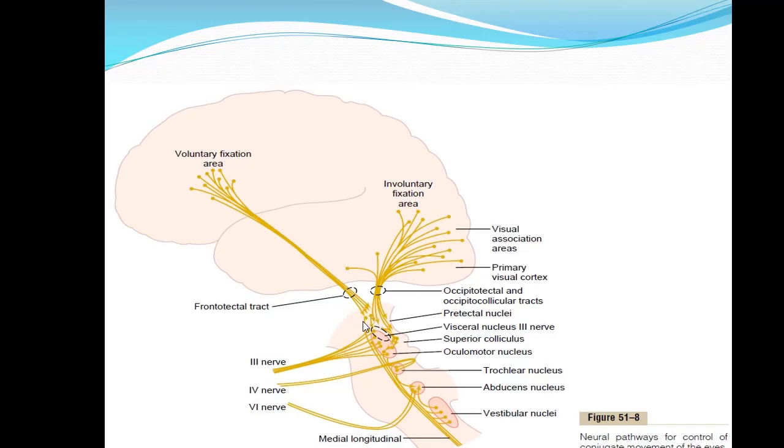Now from the pretectum and from the superior colliculi, these areas or nuclei are connected to the cranial nerve nuclei, which directly innervate the muscles. Here we can see that these are the pretectal and the superior collicular areas, and these are connected to these cranial nerve nuclei as well.